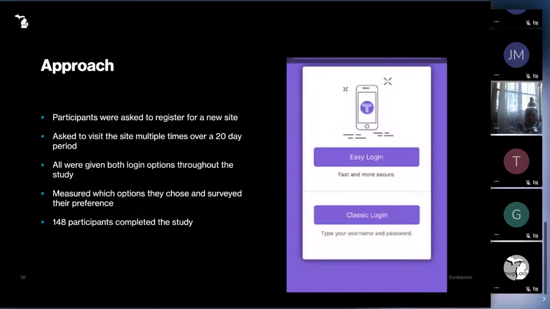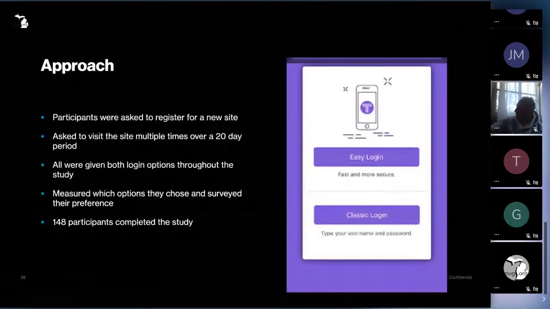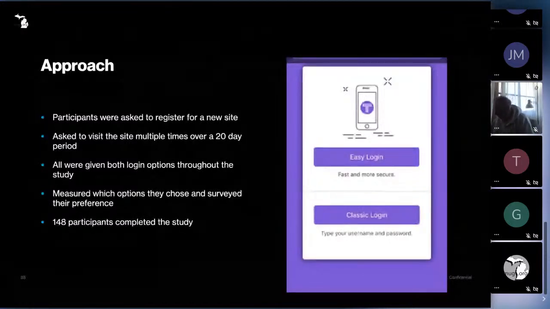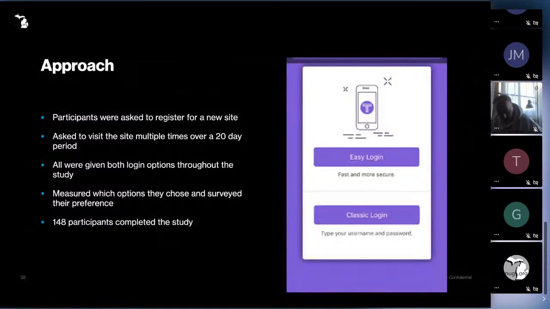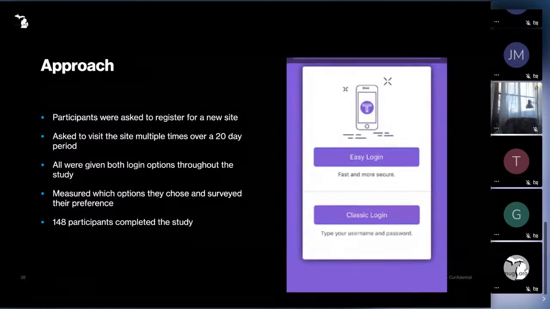So what we did was we set up an experiment where we asked people to register for a new site. In this case, it was a fake site around, I think, gift giving or something along those lines. And we asked them to visit this site multiple times over a 20-day period. People were given both login options throughout the study. They could either use the easier login that was fast and secure, or the classic login. And we then measured which options they chose and surveyed their preferences.